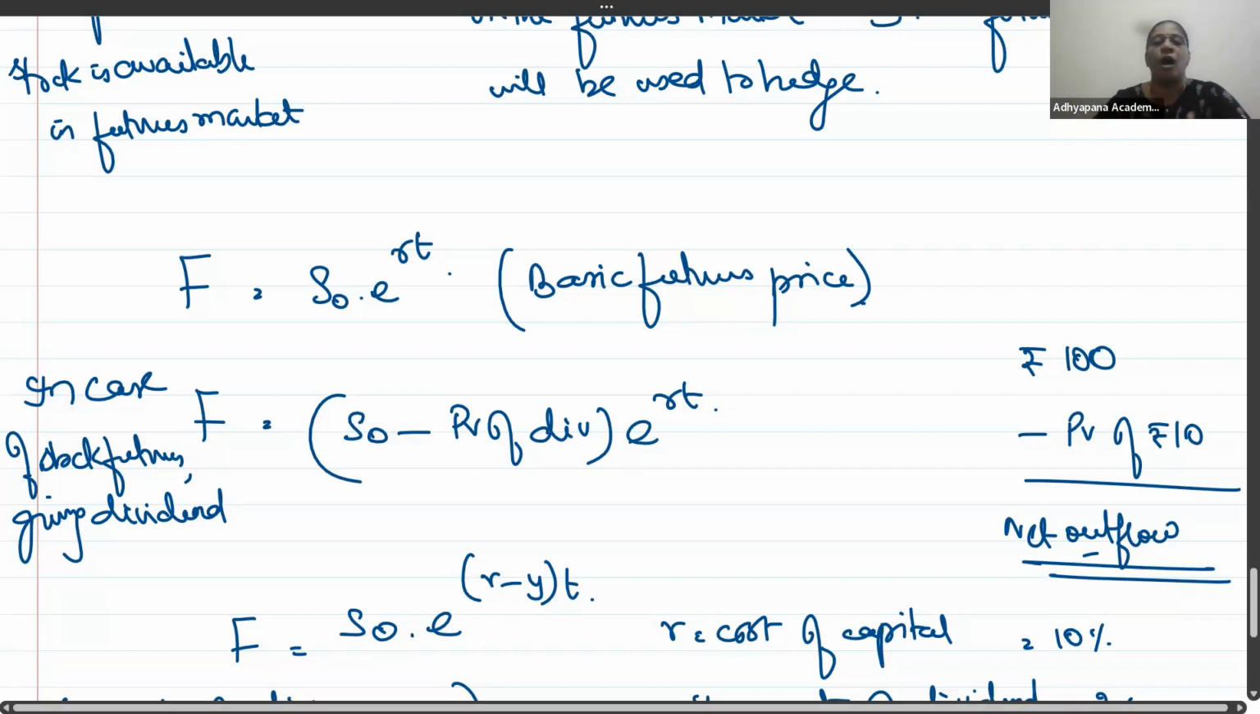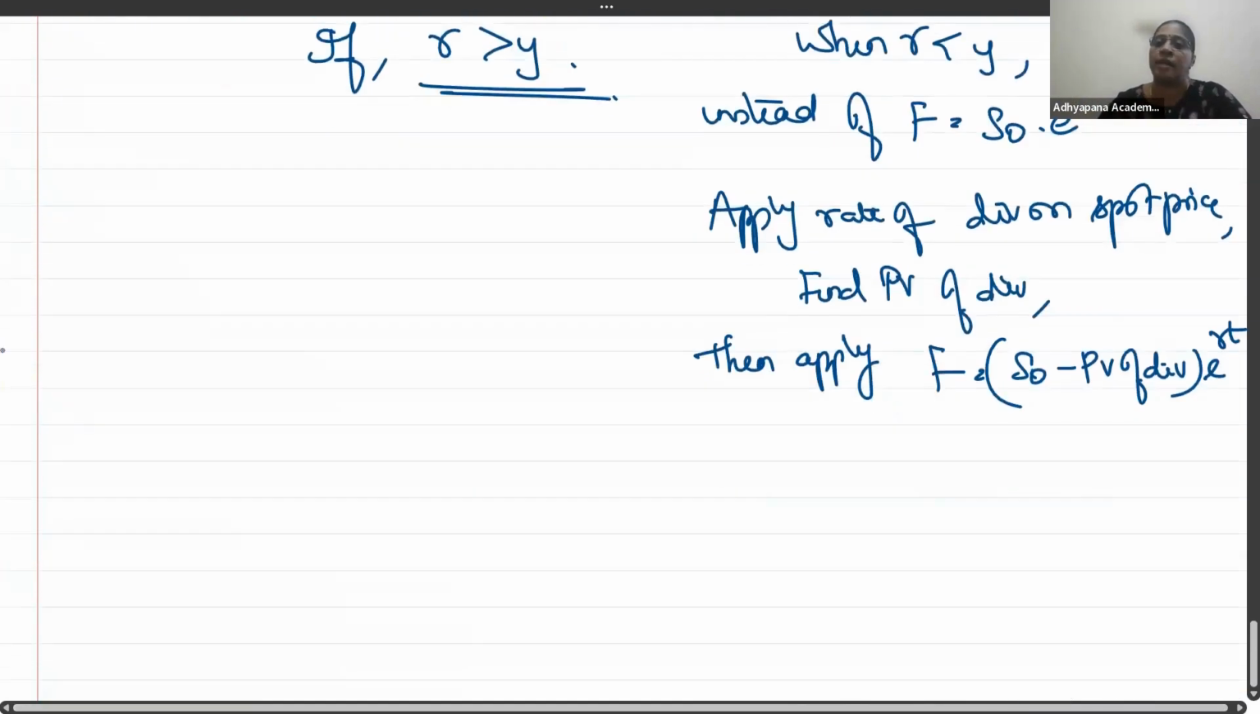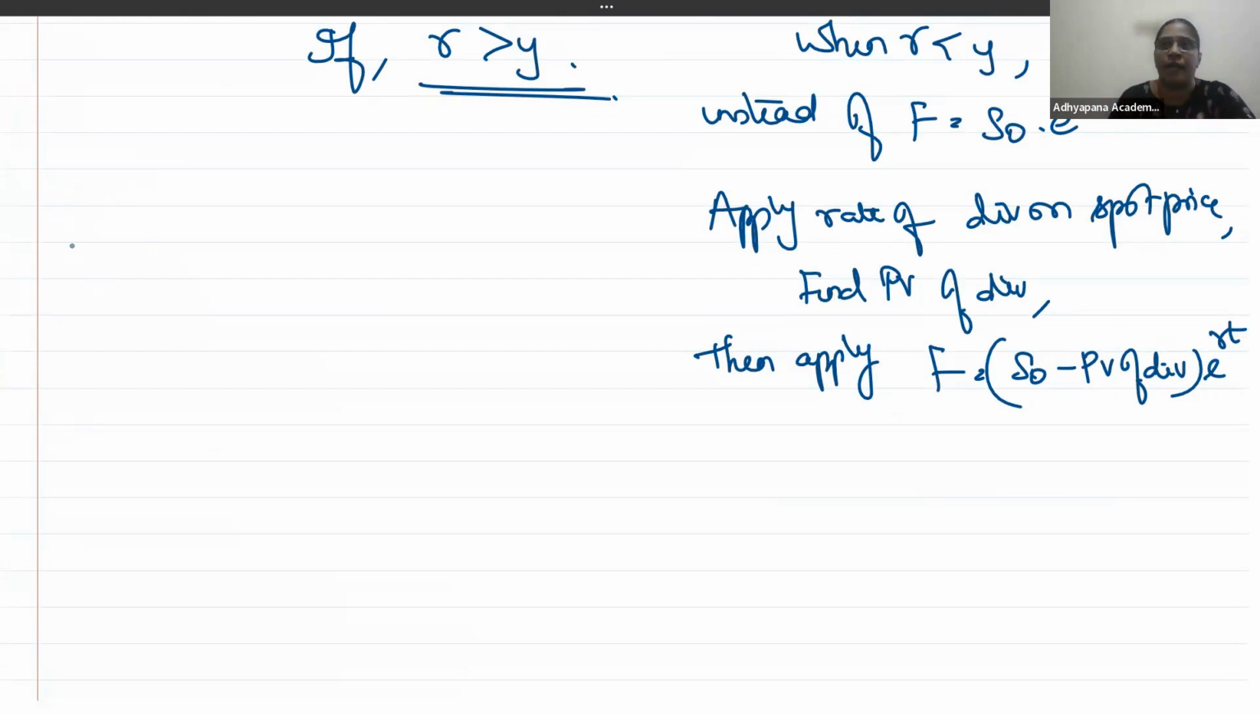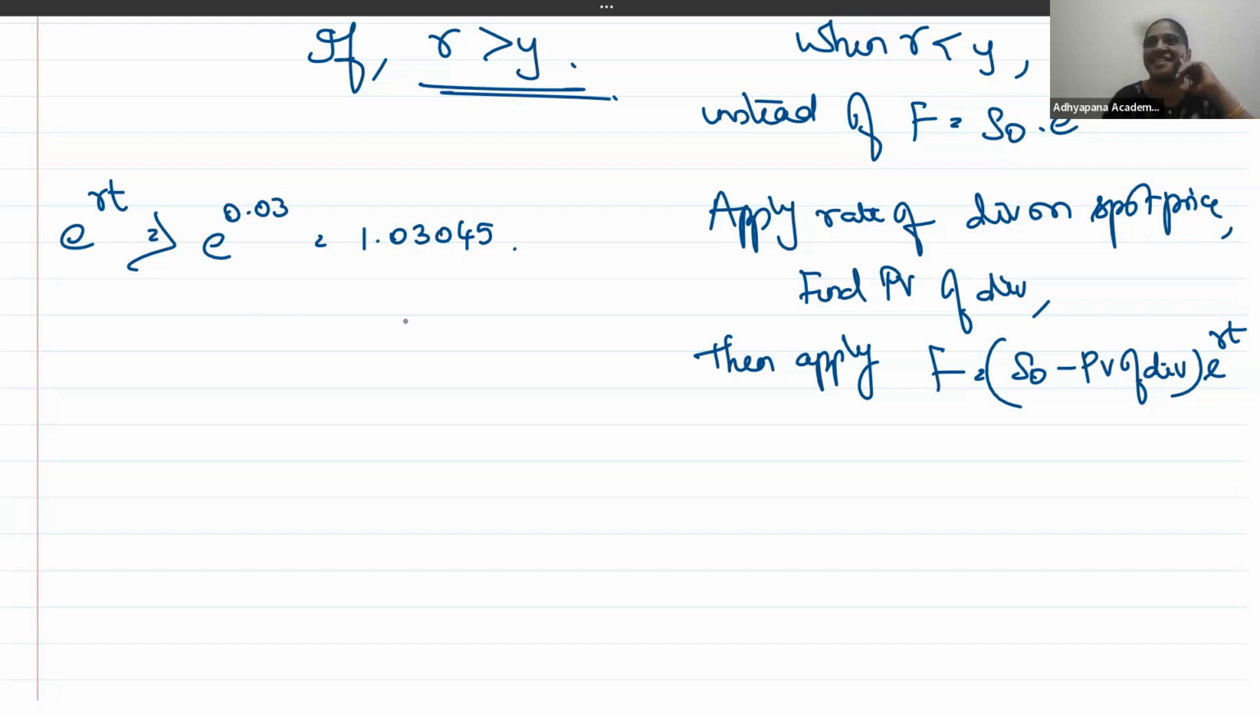Okay, so how do you find this e raised to? There are still formulas for commodity futures. First, let us do stock futures. So how do you find the value of e raised to RT? With practice, I have one number registered in mind. E raised to 0.03 is 1.03045. This is the answer. With practice, this number got registered in my mind. I will tell you how to find this.